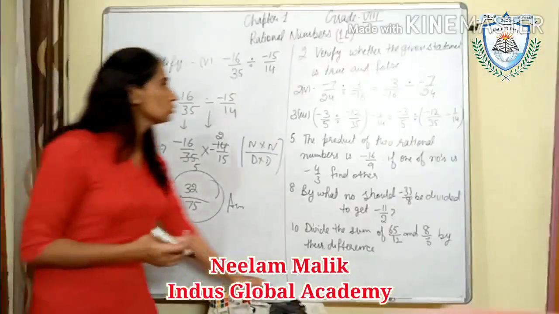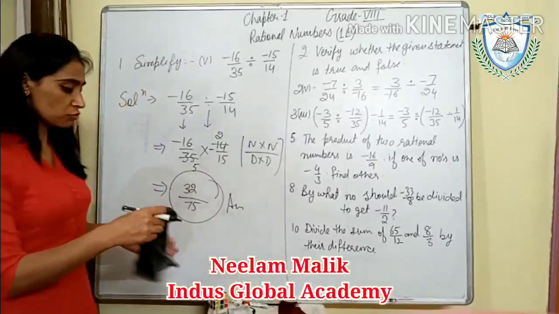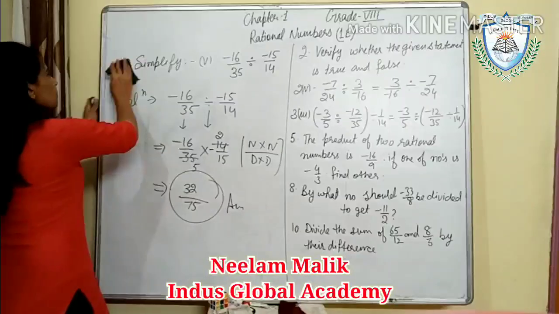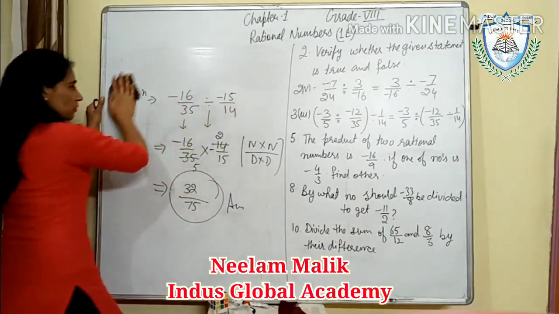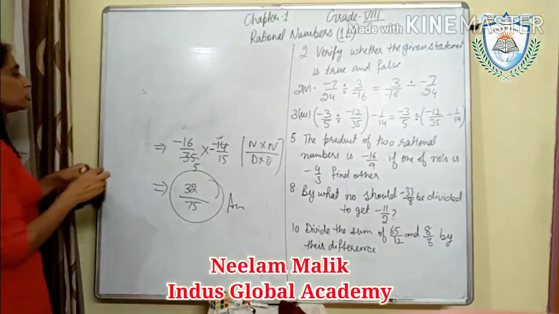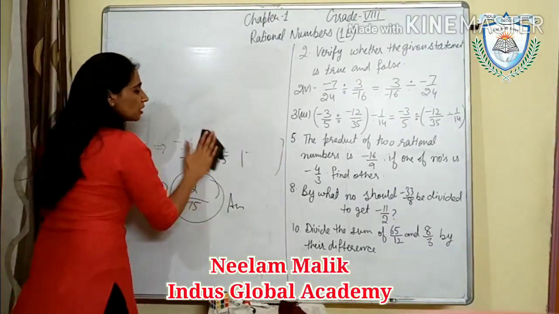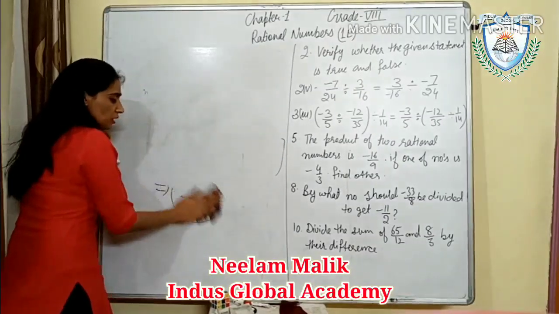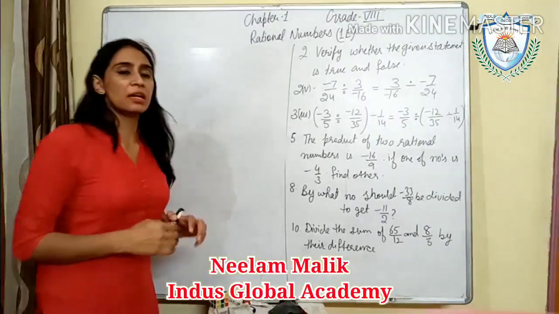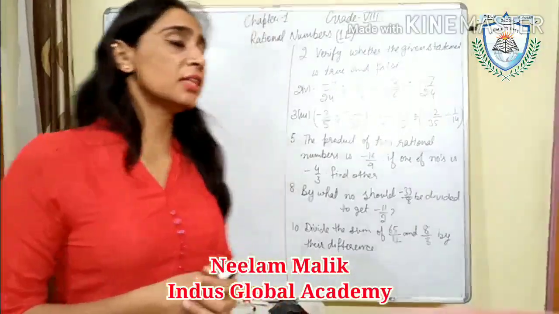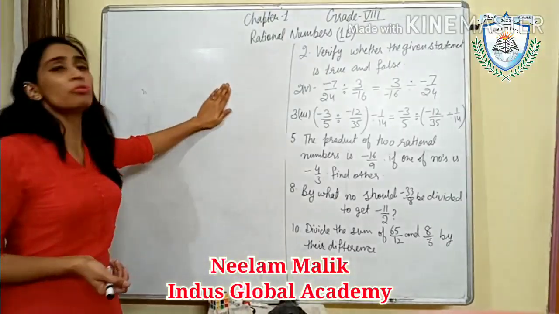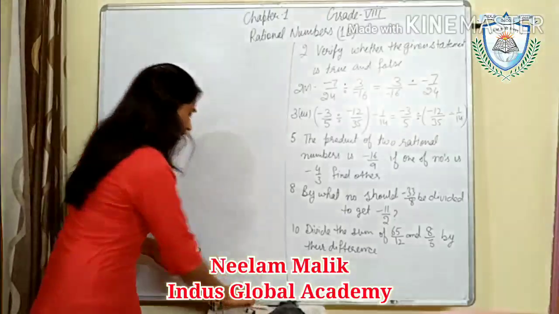Now we will do questions number 2 and 3, in which we have to verify whether the given statements are true or false. In question number 2, rational numbers are given on both sides, but in question number 3, three numbers are given. Like you have done in the previous exercise, verification. First we will take the left hand side, then we will take the right hand side. If both are the same, we will write hence verified. Otherwise we will write not verified, because left hand side is not equal to right hand side.